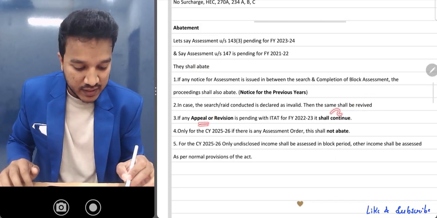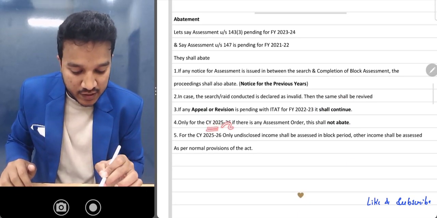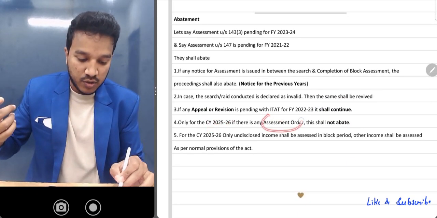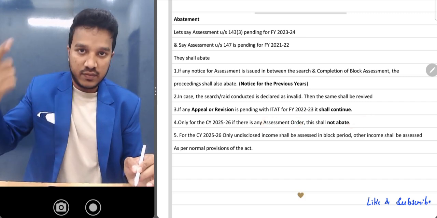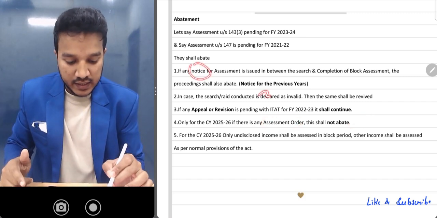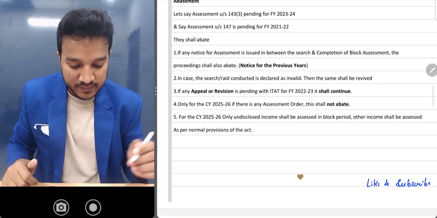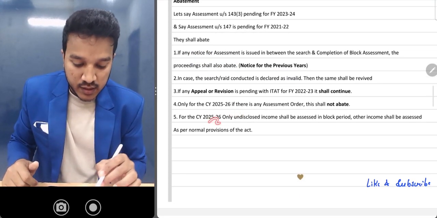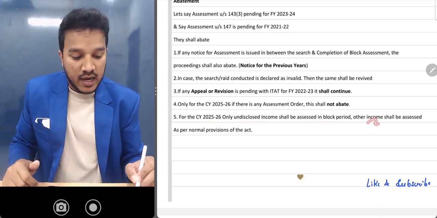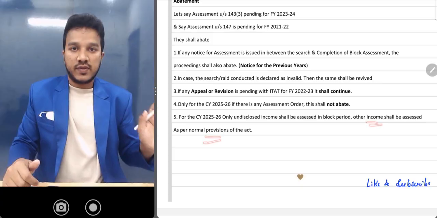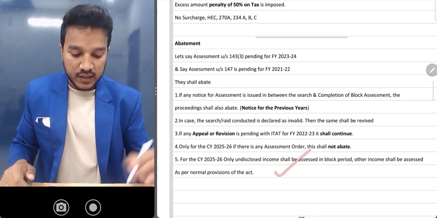If there are appeals and revisions, that shall continue. I told you, only for the current year 25-26, if there is any assessment order, then that will not abate. If you received any notice and that is for the current year, that will not abate. If you received a notice in the current year, but for the previous years, that will abate. Clear? Perfect. Only for the current year that is done. So in the current year, only undisclosed income is assessed in the block period. Other income shall be assessed as per the normal provisions of the act. Okay, great. So that is about your abatement. Another part is also done.